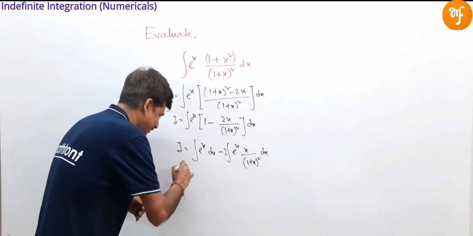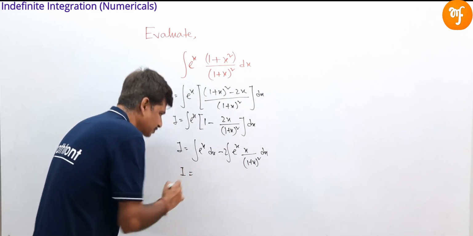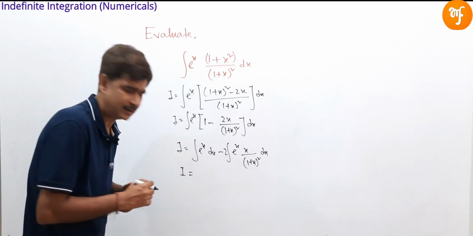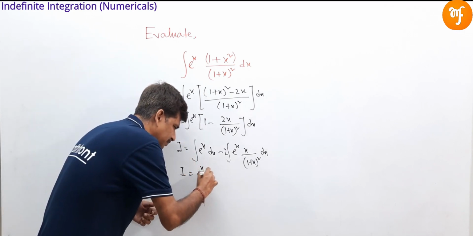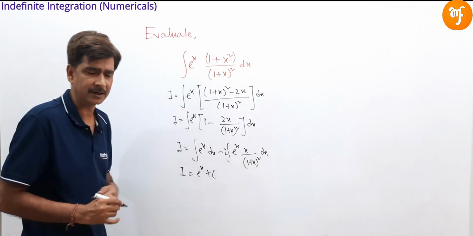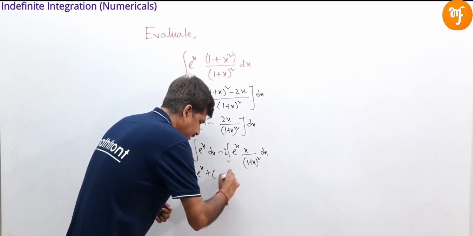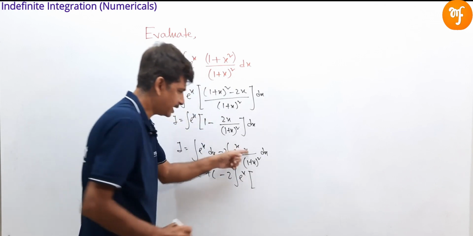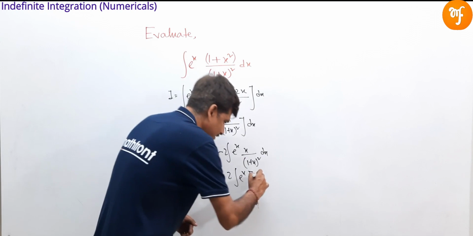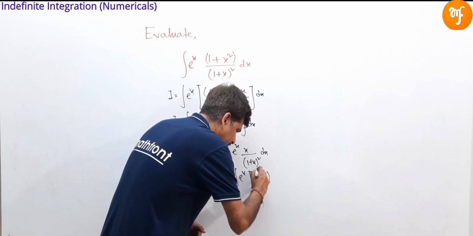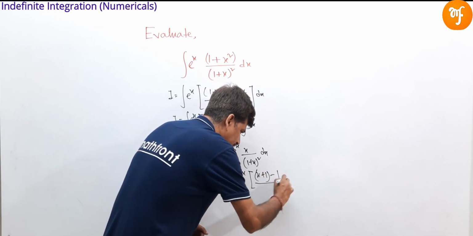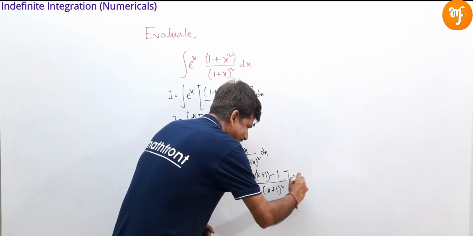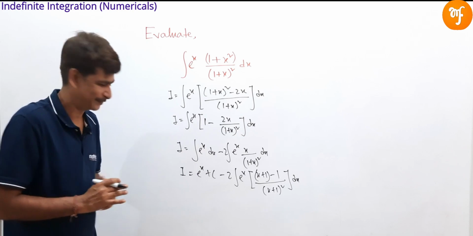Clear? Now in the next step, I is equal to the integration of e to the power x dx. We know it is e to the power x plus c. So we are writing this as e to the power x plus c. So this part is completed. And in this integration, we can write x by (1 plus x) whole square as x plus 1 minus 1 divided by (x plus 1) whole square dx. Okay, clear?